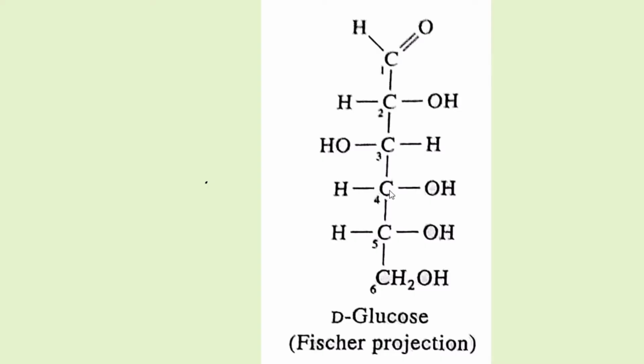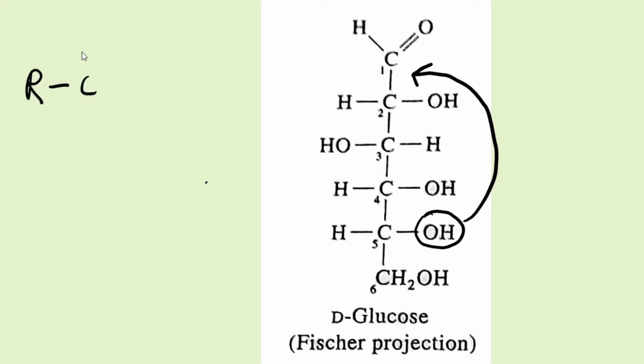In this linear structure of glucose, also known as the Fischer projection, the hydroxyl group of carbon number 5 will react with the aldehyde group of carbon number 1 to form an intramolecular cyclic hemiacetal. What is a hemiacetal? A hemiacetal is a compound formed when an alcohol reacts with an aldehyde.